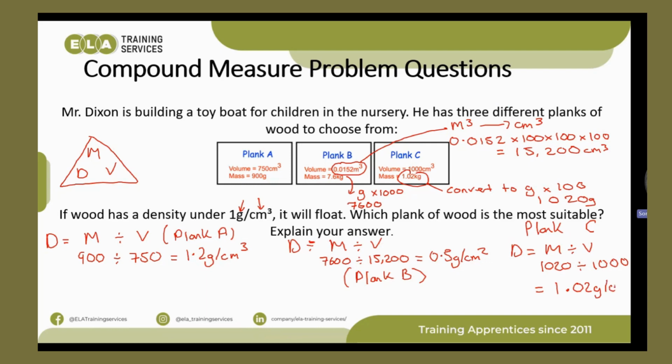grams per centimetre cubed. So then, if the wood has a density under 1 gram per centimetre cubed, it will float. Which plank of wood? So that won't, because it's not under. This one will, because it's under 1, but then this one won't, because it's not. So we would say plank B is our answer.